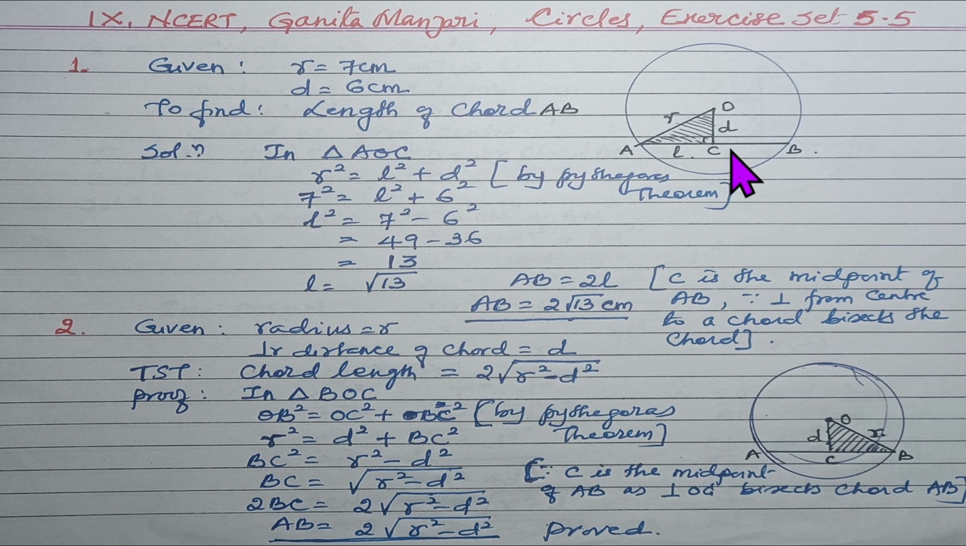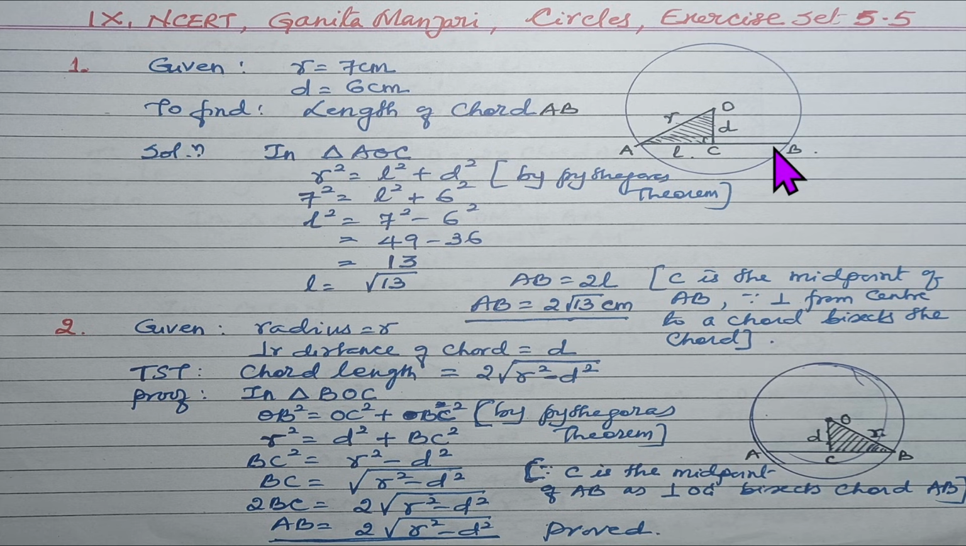Now let us understand here, in triangle AOC, OA square is equal to OC square plus AC square, or R square is equal to D square plus L square. R square is 7 square, and D square is 6 square. So 7 square is equal to L square plus 6 square, or L square is equal to 7 square minus 6 square, which is 49 minus 36, that is equal to 13. So we have L is equal to square root of 13. L is AC.